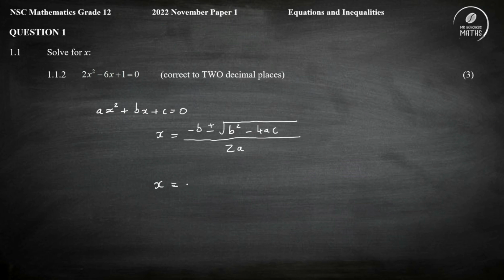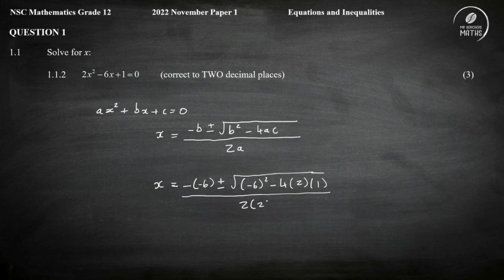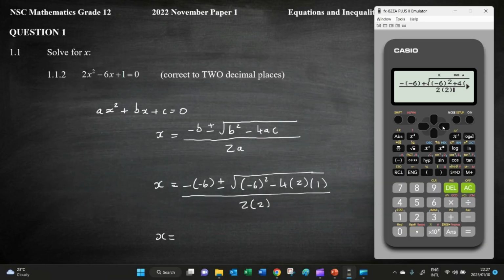That will produce x is equal to negative negative 6 plus or minus the square root of negative 6 squared minus 4 multiplied by 2 multiplied by 1. And that will all be divided by 2 multiplied by 2. Now all that remains is to put all of these figures into our calculator and get our answer.